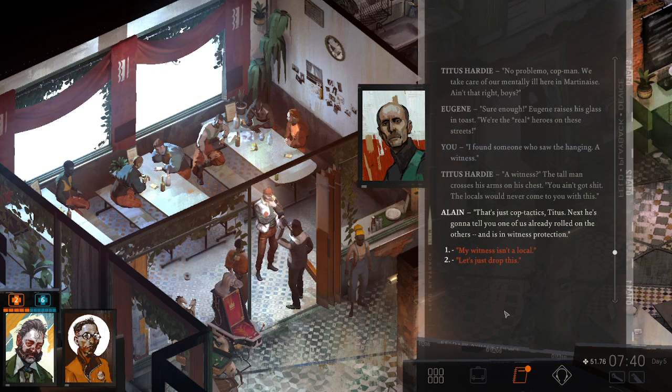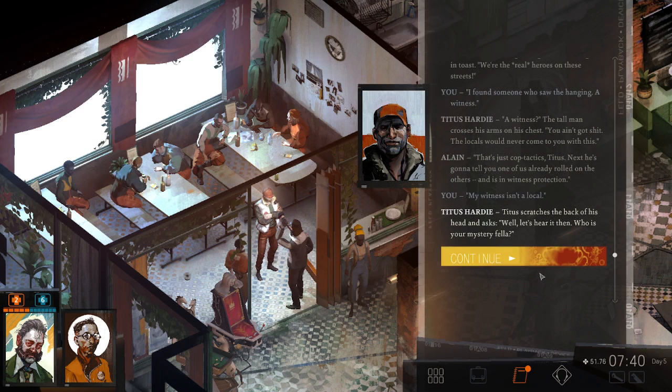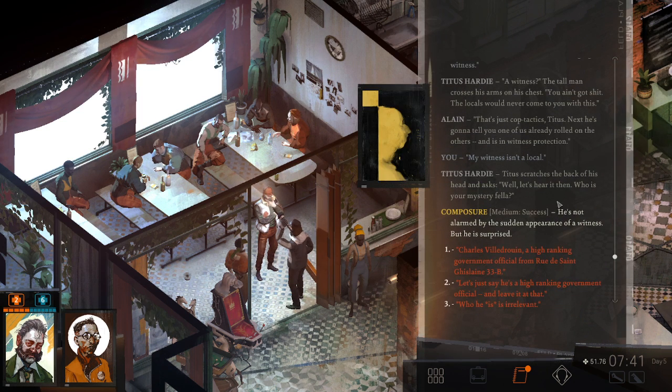That's just cop tactics, Titus. Next, he's gonna tell you one of us already rolled on the others, and he's in witness protection. My witness isn't a local. Well, let's hear it then. Who is your mystery fella? Titus scratches the back of his head and asks. He's not alarmed by the sudden appearance of a witness, but he is surprised.